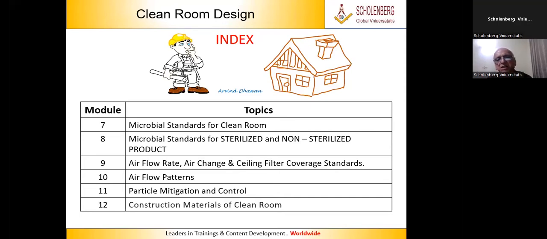Flow rate, air change, airflow patterns, particle migration control, and construction.